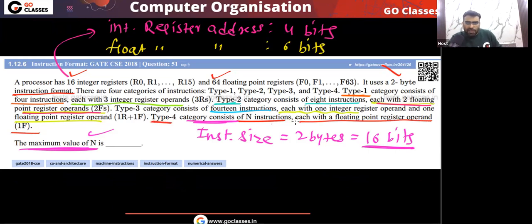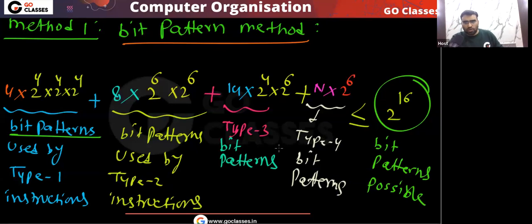You can see every type 4 instruction has 1 floating point register operand. So a particular type 4 instruction will consume 2 power 6 bit patterns, yes or no? 2 power 6 bit patterns will be consumed by a particular type 4 instruction. So very simple, this is the answer.